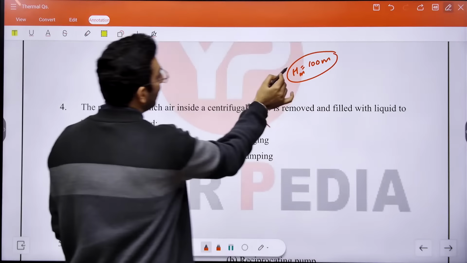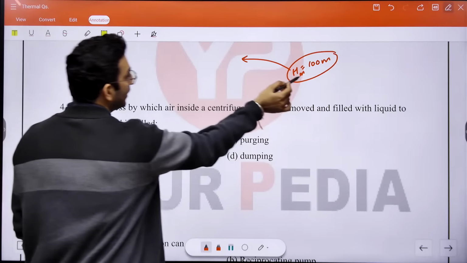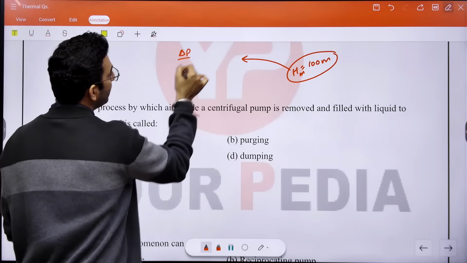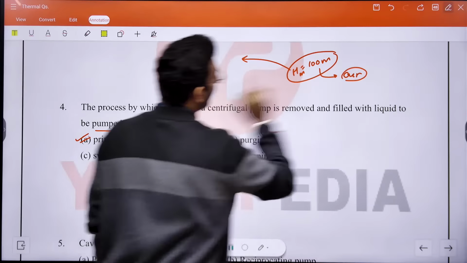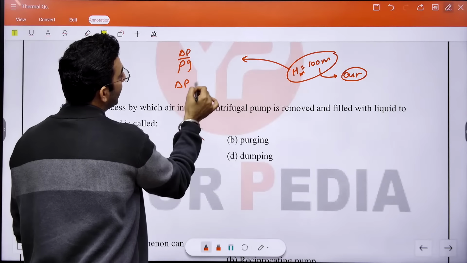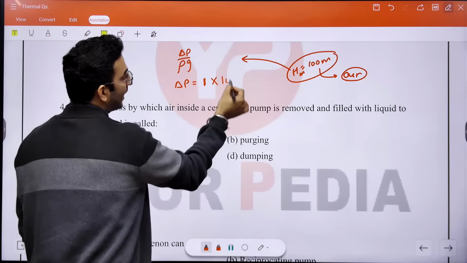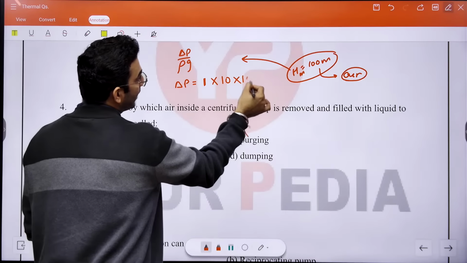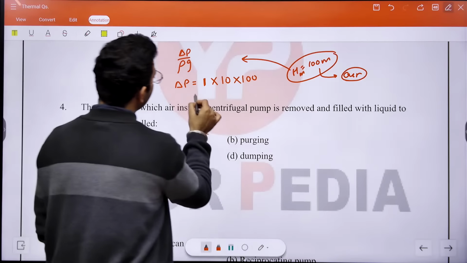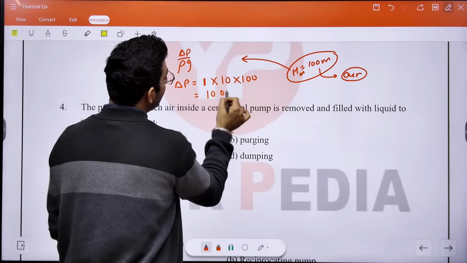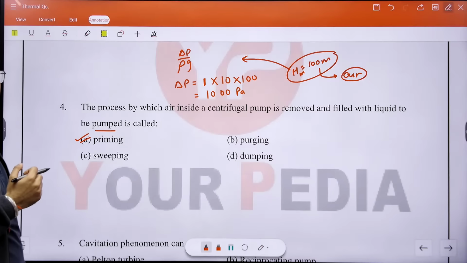Next part. Now, if air is present inside the pump here, in that case the pressure developed is going to be in terms of the air. So I can say that the pressure rise will be equivalent to the density of the air, that is 1, times gravity, which I am assuming as 10, times the manometric head of 100 here. That you have to remember. So in this case, you are going to observe that we are having 1 kilopascal.